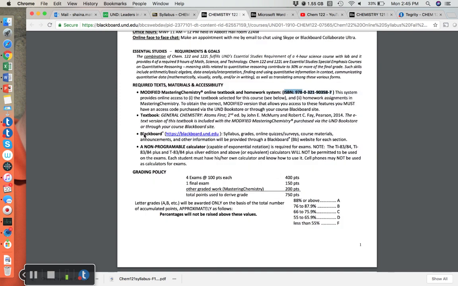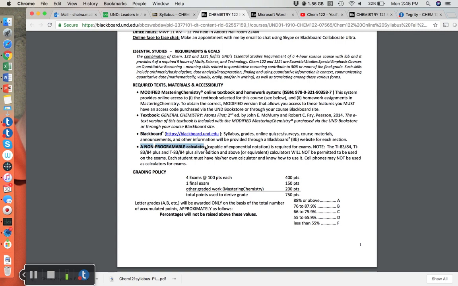You'll also need information that can be accessed through Blackboard. So you need access to UND's Blackboard. Everything that you need to do this semester can be done through Blackboard. So you'll access Mastering Chemistry through Blackboard. You'll find the syllabus, your grades, and any course materials all on Blackboard.